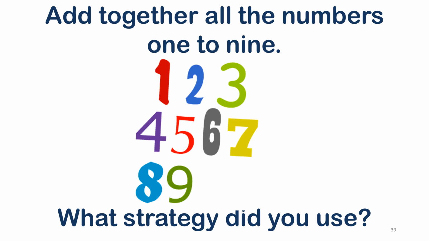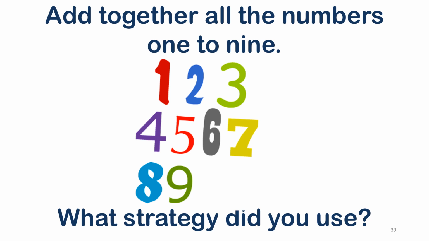Okay, so what strategy did you use? Did you add 1 to 2 to get 3? And then did you add 3 to get 6? And then did you add 4 to get 10? Did you add 5 to get 15? Add 6 to get 21? Add 7 to get 28? Add 8 to get 36? Add 9 to get to 45? Was that one way you did it?